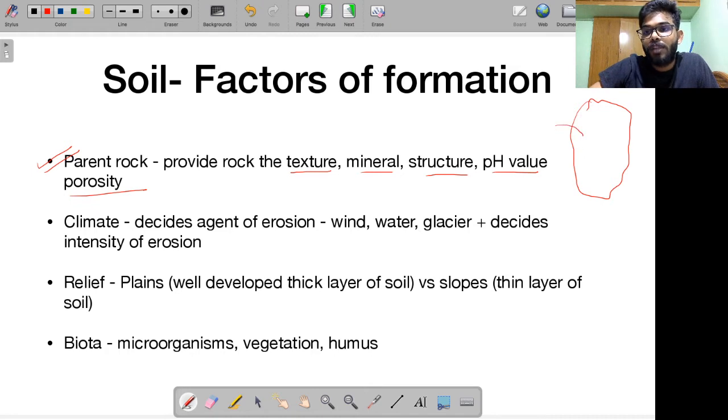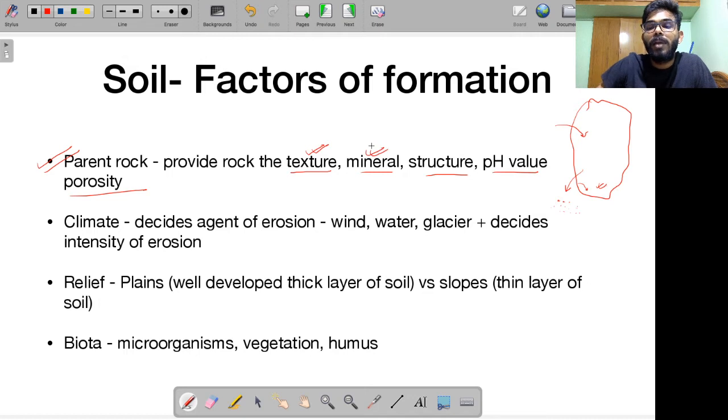Over a period of time, this parent rock undergoes erosion, it undergoes weathering, right? It is broken down by the actions of the wind, by the actions of water, by the actions of biota, plants, etc. They are trying to thrust in with their roots. Many other organisms are trying to break down this rock. So what happens is this parent rock starts to break down into smaller and smaller parts, hence forming this soil. So if you look at soil, the texture of the soil is determined by the parent rock.